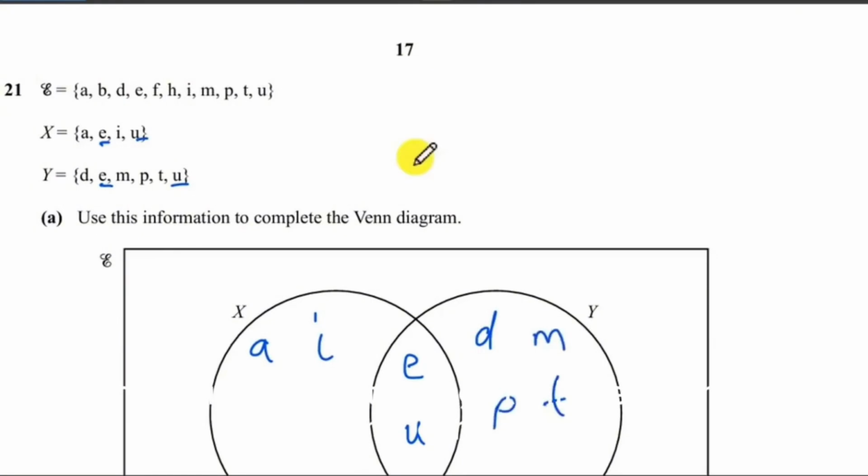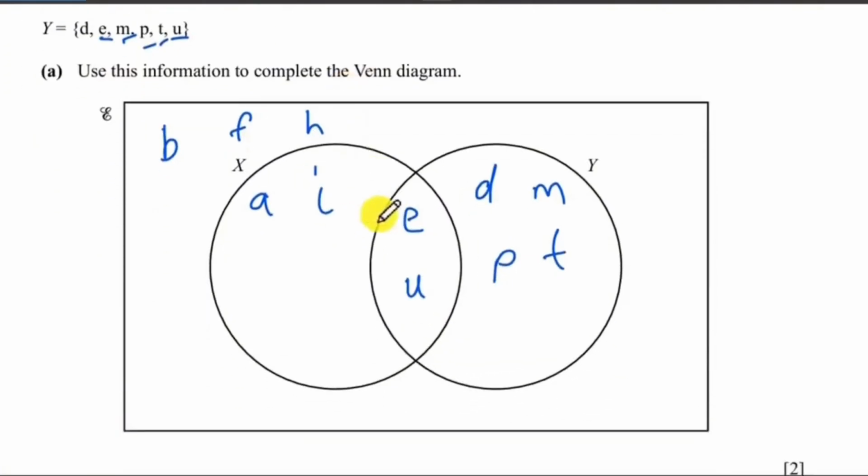Now the universal set has got all these ones and others. So a is there, b is not there, so b we write in the universal set outside of x and y. E we've already written. F is not to be found in either of these sets, so f should also be in the universal set. H is not to be found, so it's also in the universal set. I is there, m is already there, p is already there, t is already there, and u is also there. So this is our completed Venn diagram.